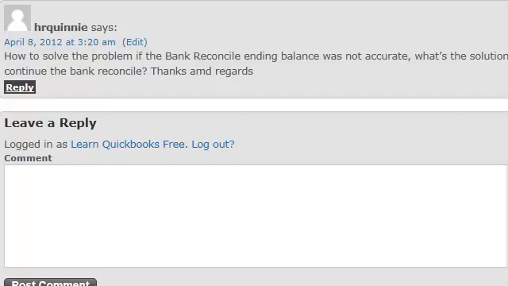Alright, so we received another question. How to solve the problem if the bank reconcile ending balance was not accurate? What's the solution to continue the bank reconcile? Thanks, AMD regards. Alright, well, once again, it's one of these questions where I understand the general idea, but with reconciling, there could be so many details. And without seeing details, I'm going to take my best guess at it, once again. If I guessed it wrong, let me know what the problem still is, and we'll re-tackle it. Alright, so, let's go to QuickBooks.